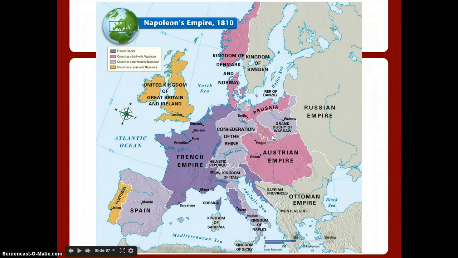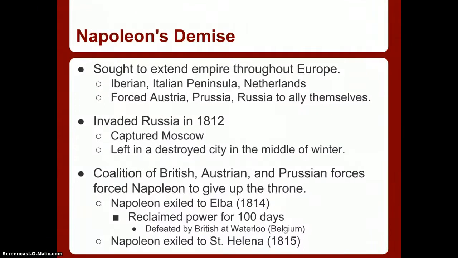Now, he does have some enemies, or countries that are at war with Napoleon. The United Kingdom, Great Britain and Ireland, Portugal being one of those. And another one that he's going to cause is Russia. Now, Napoleon sought to extend his empire throughout Europe. The Iberian Peninsula, the Italian Peninsula, the Netherlands, so on and so forth. He forced Austria, Prussia, and Russia to ally themselves with France.